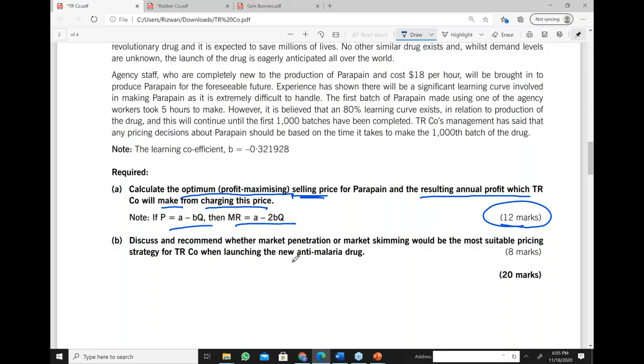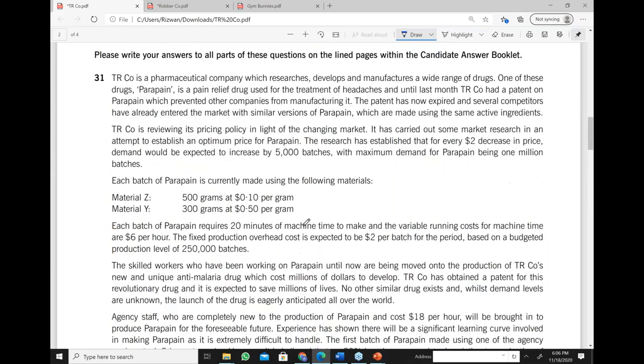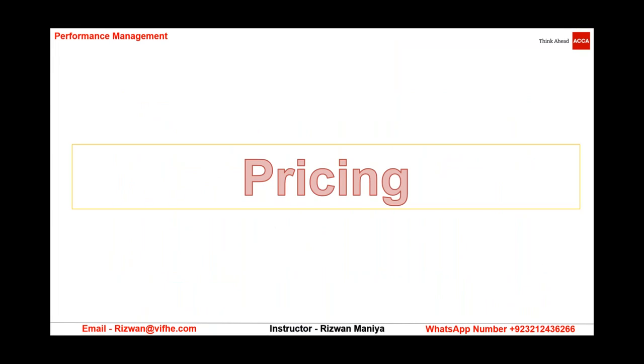Second requirement, discuss and recommend whether market penetration or skimming would be most suitable pricing strategy for the company when launching the new anti-malaria drug, for 8 marks. Okay, so it's skimming, penetration, right? Okay, so having said that, let's go to the handouts, and here we are.